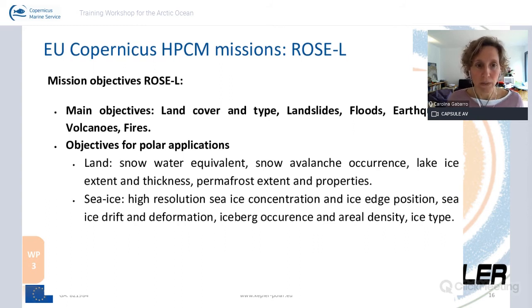However, the main objective is land cover and type, landslides, floods, earthquakes. It's not specifically for polar, but for polar it can bring a lot of important information such as snow water equivalent, snow avalanches, lake ice extent and thickness, permafrost, and other properties. And for sea ice, it can measure the sea ice concentration and ice age, sea ice drift and deformation, and icebergs occurrence.